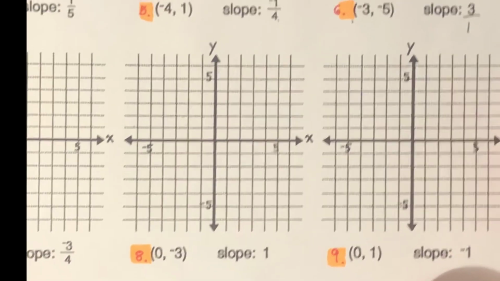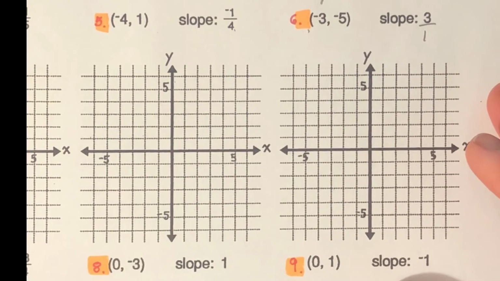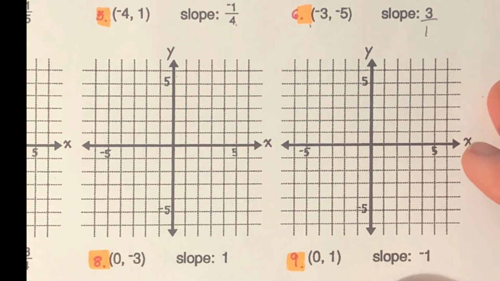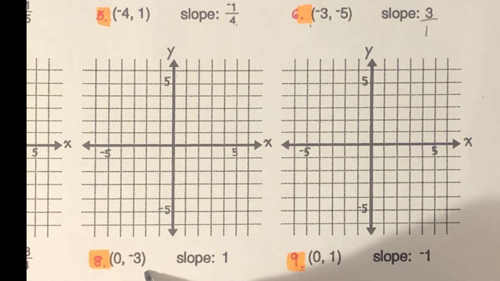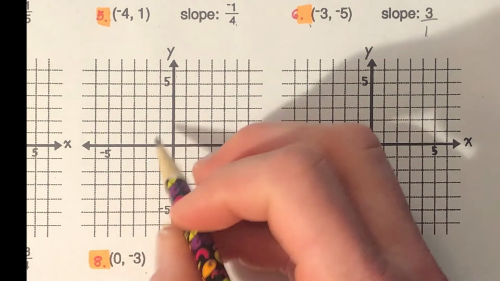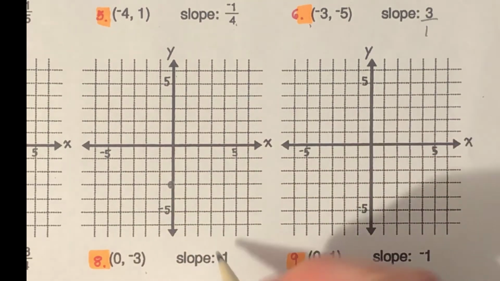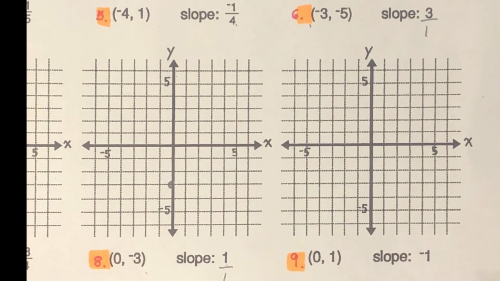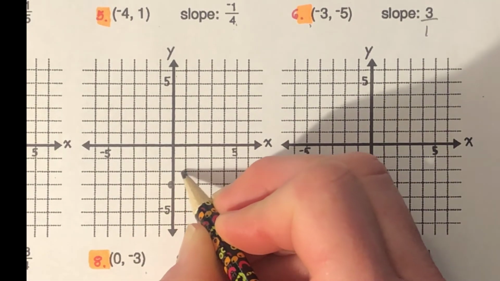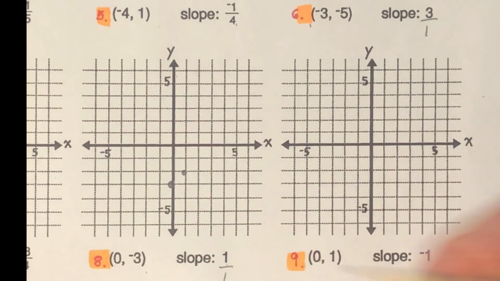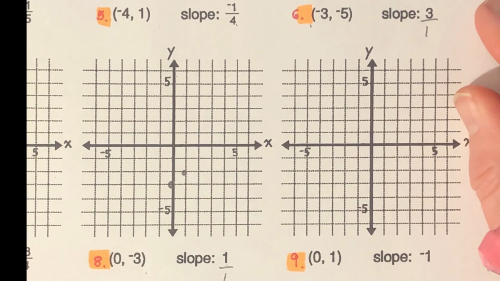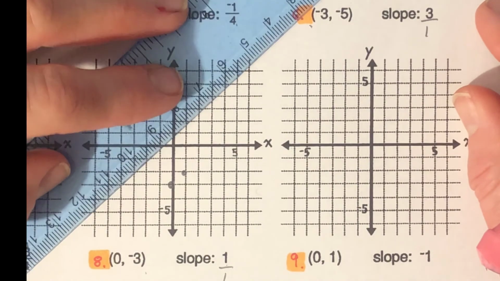Finally, 9 and 10. Yeah, this is pretty easy. 0, -3. The slope is 1, so it would be 1 over 1. Slope of 1 is easy, just the next corner right up there. Draw the line.